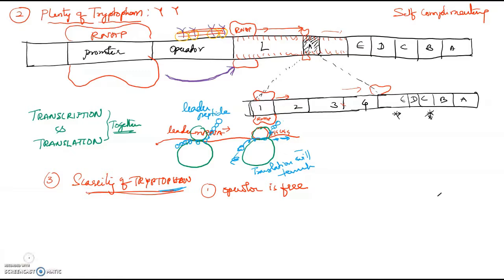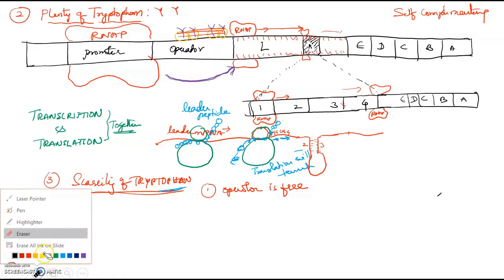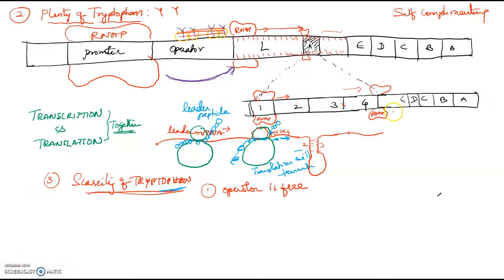When the ribosome halts here, what happens is, this 2 and 3 will form a hairpin bend, whereas 3 and 4 are free. Okay, 2 and 3 forms a hairpin bend, and 3 and 4 are free. When 3 and 4 are free, RNA polymerase is not inhibited, and it will continue synthesizing.